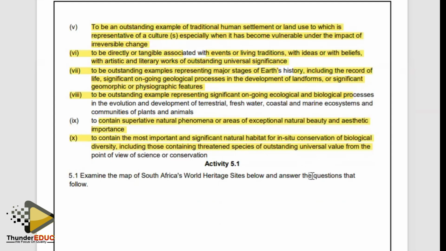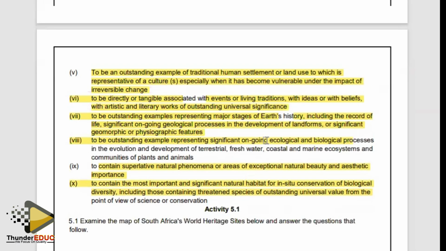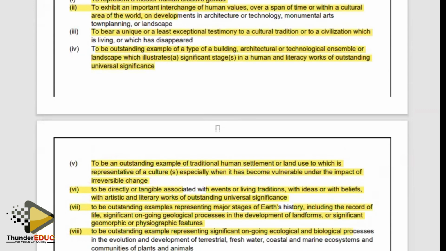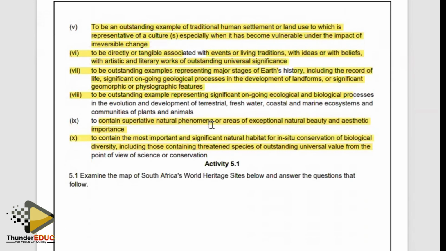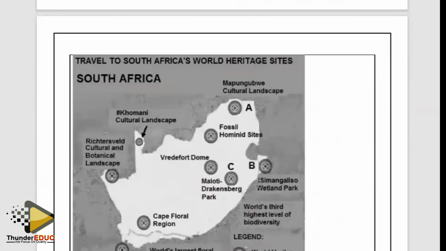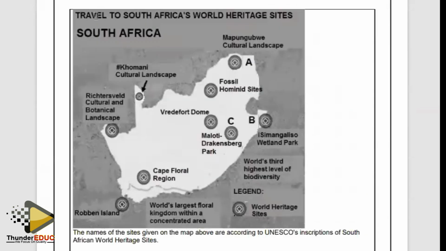Actually, there are 10 all in all, and World Heritage Sites should meet at least one of them in order to be considered World Heritage Sites. Now, moving on to activity 5.1: examine the map of South Africa's World Heritage Sites below and answer the questions that follow. The map has a caption: Travel to South Africa's World Heritage Sites, South Africa.